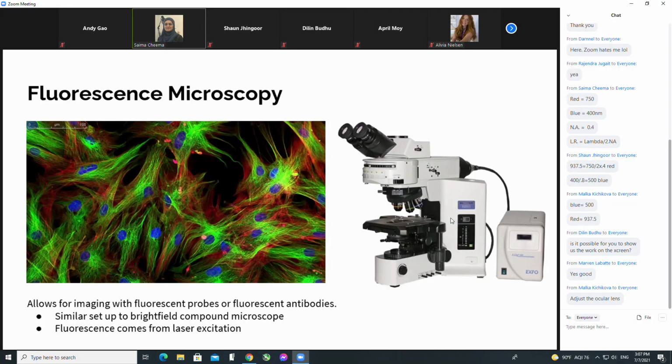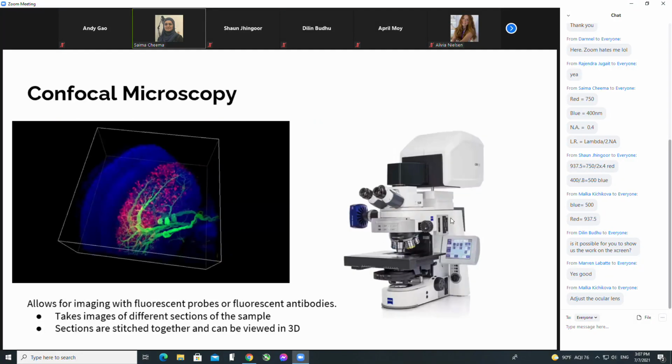Okay. And so then you also have confocal microscopy. Confocal is often going to use laser light. Fluorescence microscopes can also use laser lights, and they're going to take a specimen and optically section it, right?